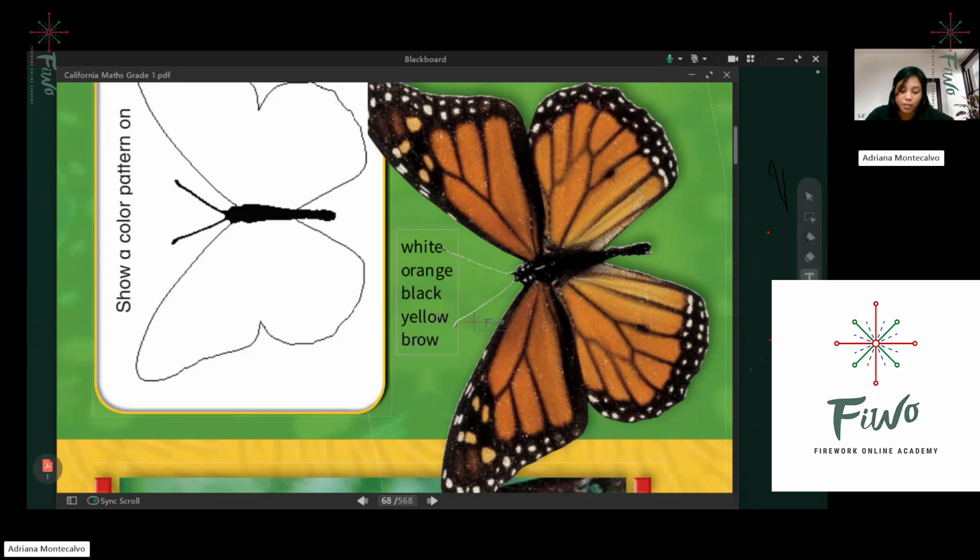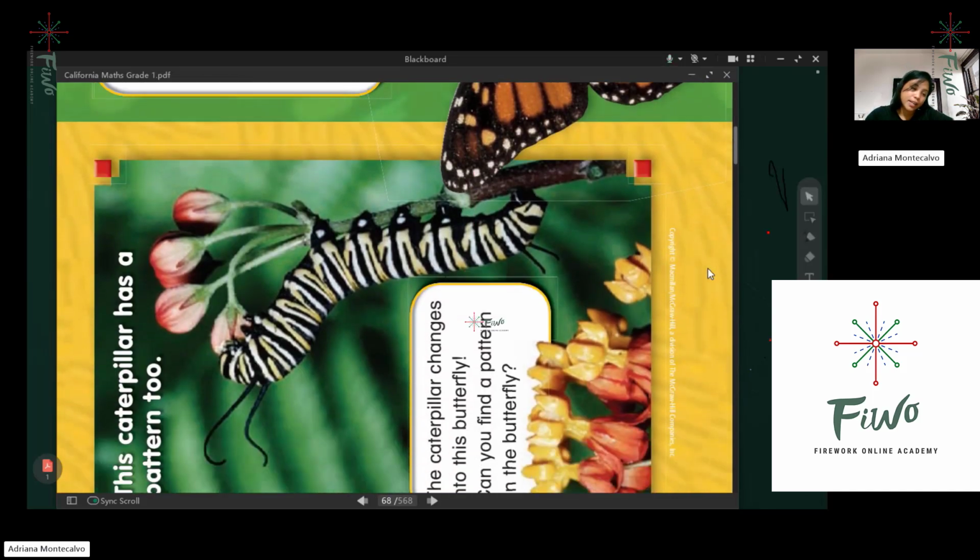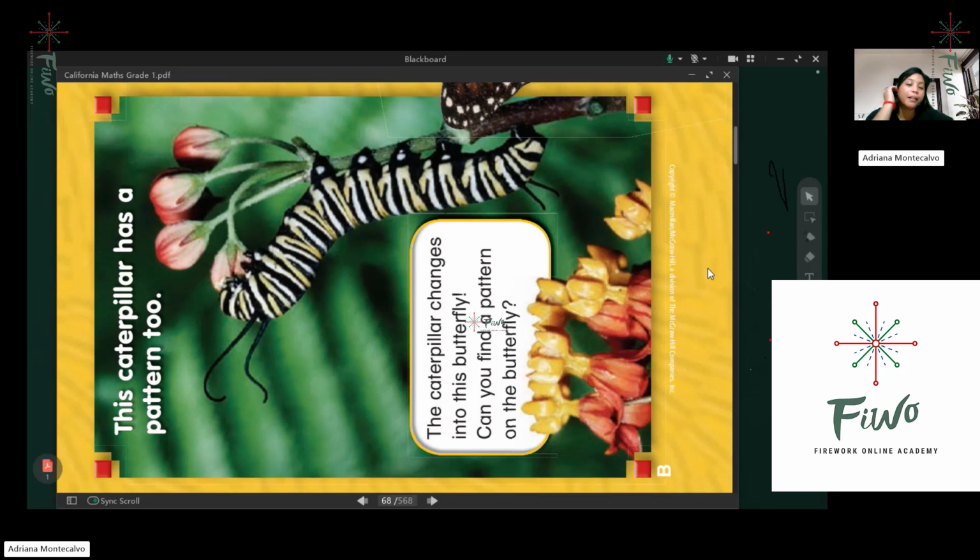Okay. Good job, Kong. Next, let's move to next one over here. It says this caterpillar has a pattern too. Can you find a pattern on the butterfly or the caterpillar, Kong? Look at the caterpillar. What's the pattern of the caterpillar? White. Wait. White. Yellow. Is it yellow? Next to white is yellow?